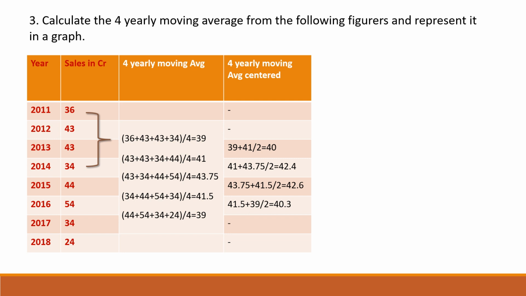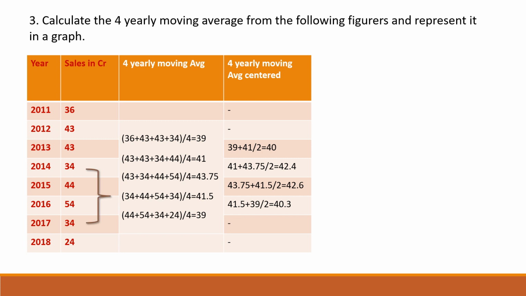That is, in this case, from 2011 to 2014, 4 years, and it has to be placed in between 2012 and 2013. The average is 36 plus 43 plus 43 plus 34 divided by 4, which equals 39. In the 4-yearly moving average, we have to divide by 4 because we have taken 4 years for the average. Then the next 4 years has to be considered, and the average is 41. And the next 4 years average is 43.75.